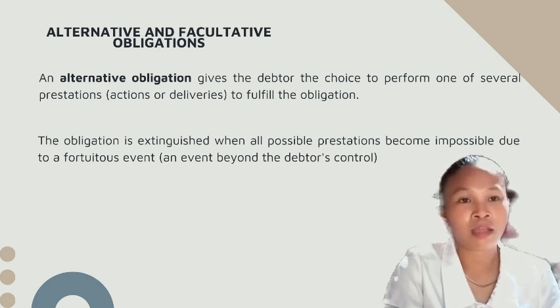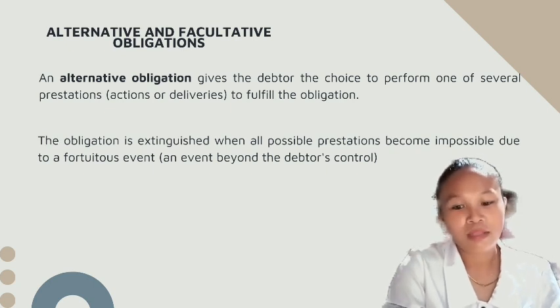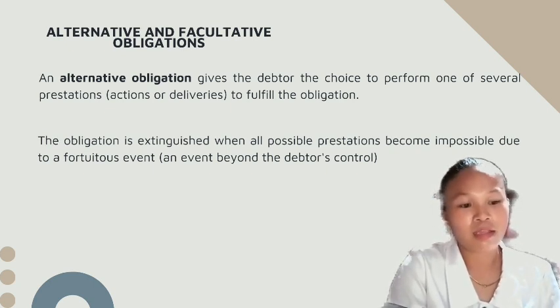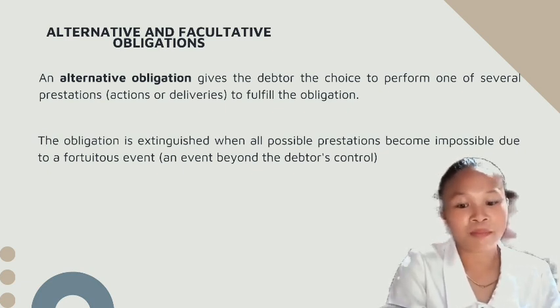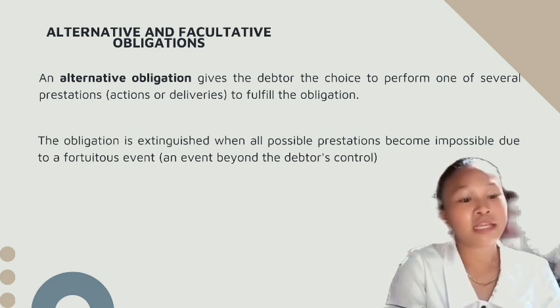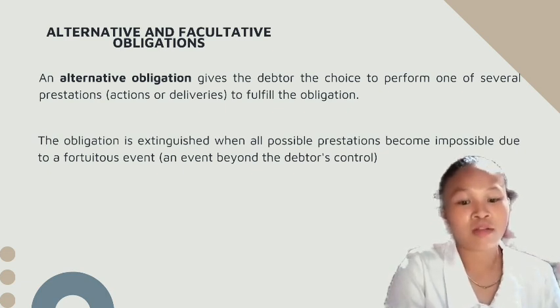So, there is an example of alternative obligation, where the debtor is obligated to deliver either a specific car or a specific motorcycle. That is my example. Fulfilling either delivery satisfies the obligation for the creditor. That is the alternative.